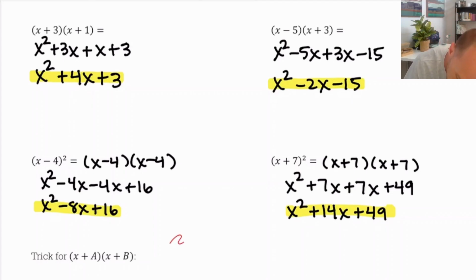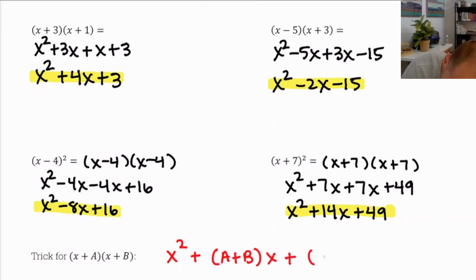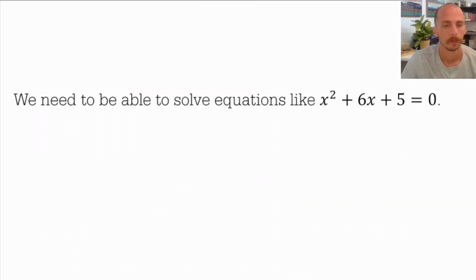So what's going to happen is I'm going to get x squared. The middle number, which gives me the number of x's, is going to be the sum of a and b. And then the last number is going to be the product of a and b. And really what we need to do is internalize this so we can do it in reverse for the factoring. So let's move forward and see how that's going to go.